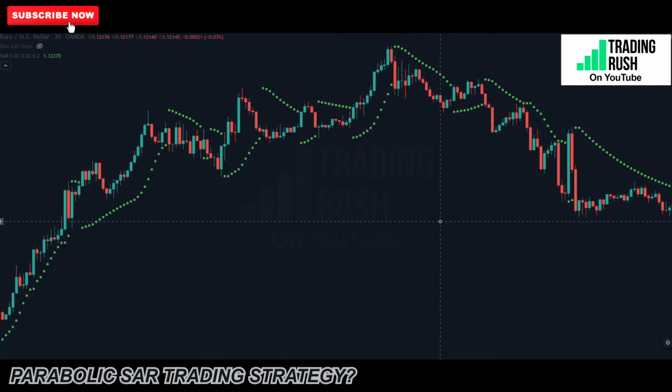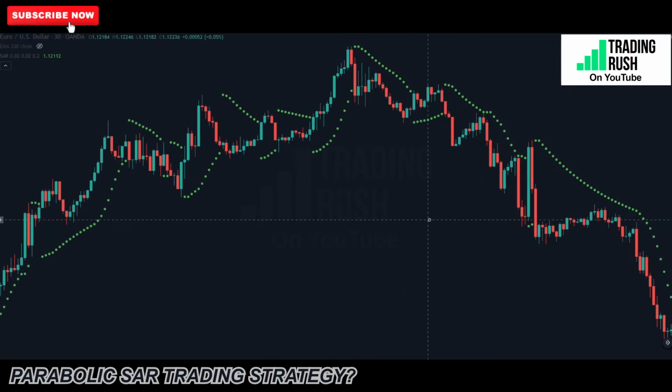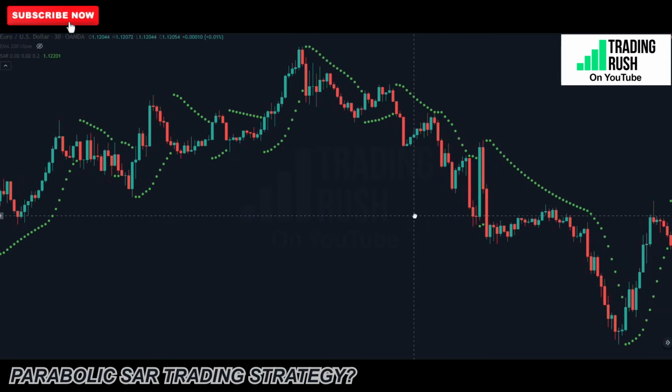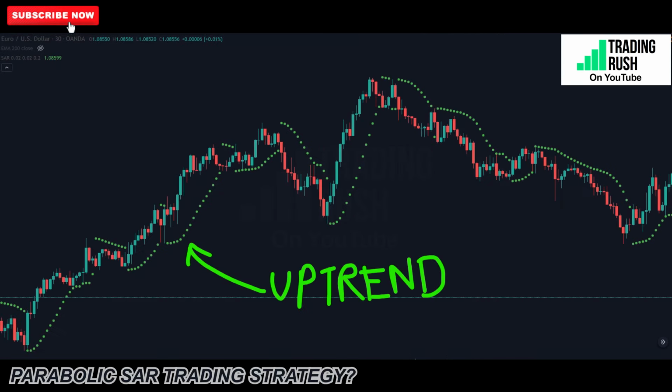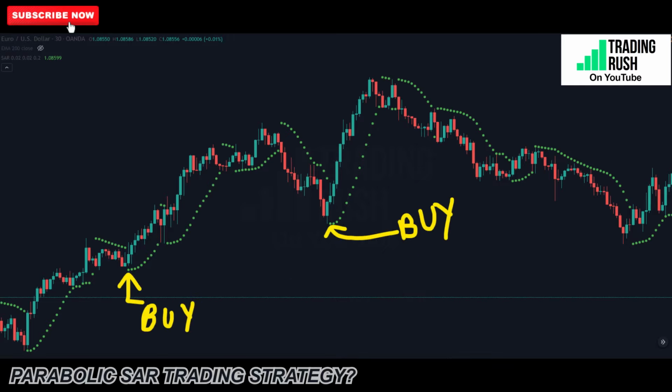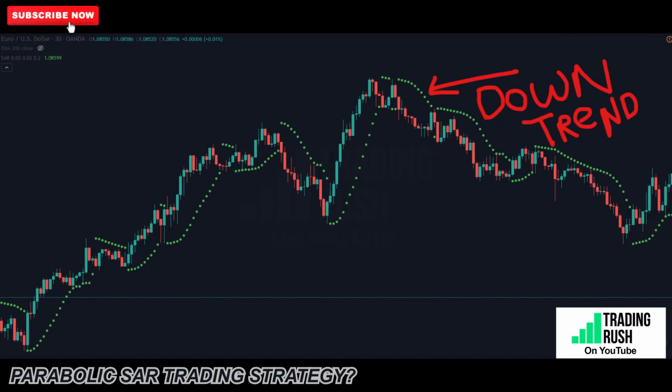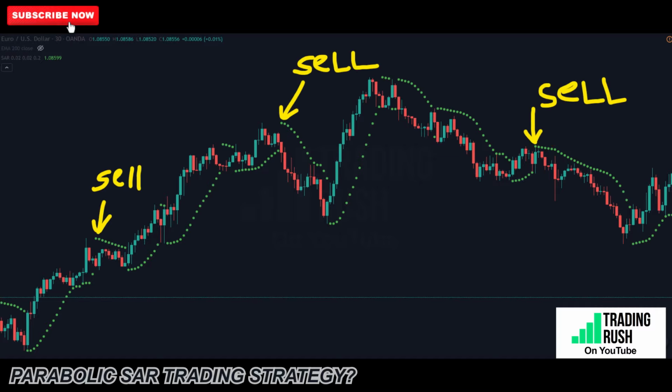First of all, let's see the basic parabolic SAR trading strategy. Then I will show you a way to filter the false signals given by the parabolic SAR indicator. So, here's how the parabolic SAR indicator is used by many traders. When the parabolic SAR dot is below the candles, the market is considered to be in an uptrend. You can enter a long position when the dot is placed below the candle for the first time. Similarly, when the parabolic SAR dots are above the candles, the market is considered to be in a downtrend, and you can enter a short position when the dot is placed above the candle for the first time.